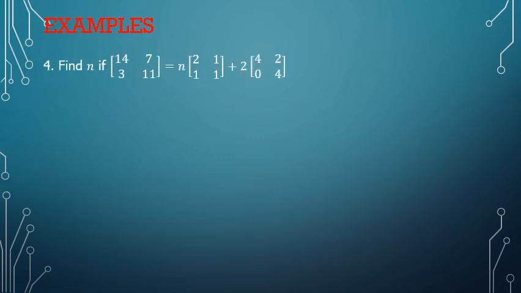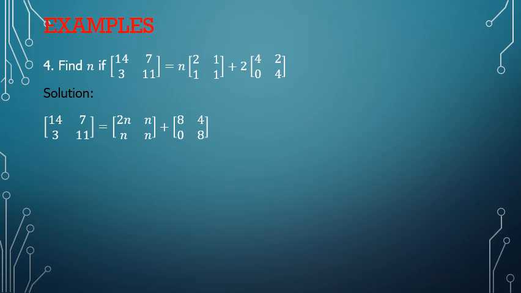Another example, we are being asked to find n if 14, 7, 3, 11 equals n times 2, 1, 1, 1 plus 2 times 4, 2, 0, 4. Now we are being asked to find the value of n. So first of all, you multiply n to this matrix. You end up with matrix 14, 7, 3, 11 equals 2n, that is n times 2, plus n times 1, you get n. N times 1 again, you get n, and then n times 1 is also n, plus 8, 4, 0, 8. Now equate corresponding values.